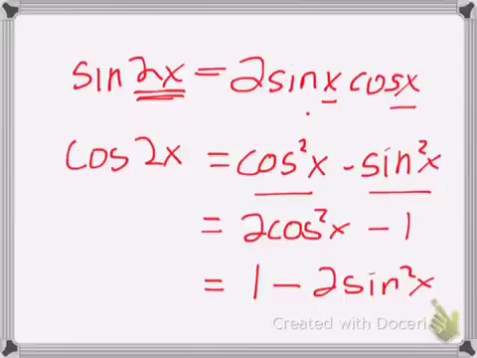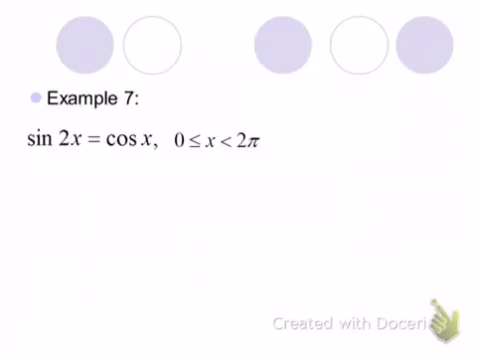Okay, so let's look at, for our first example in part 2, sine of 2x equals cosine of x. Sine of 2x equals cosine of x, and we're just going from 0 to 2 pi. We're not going to restrict our domain any more than that. We're not going to look at all real answers. We're just going to look at 0 to 2 pi.